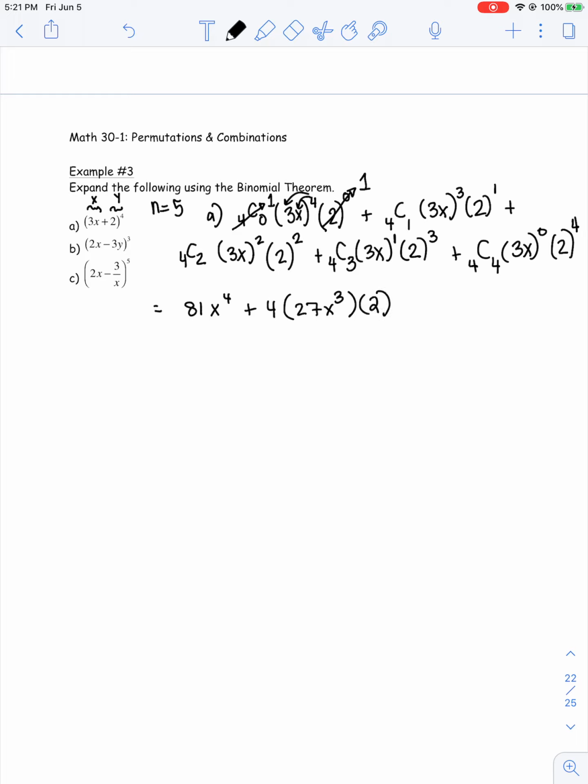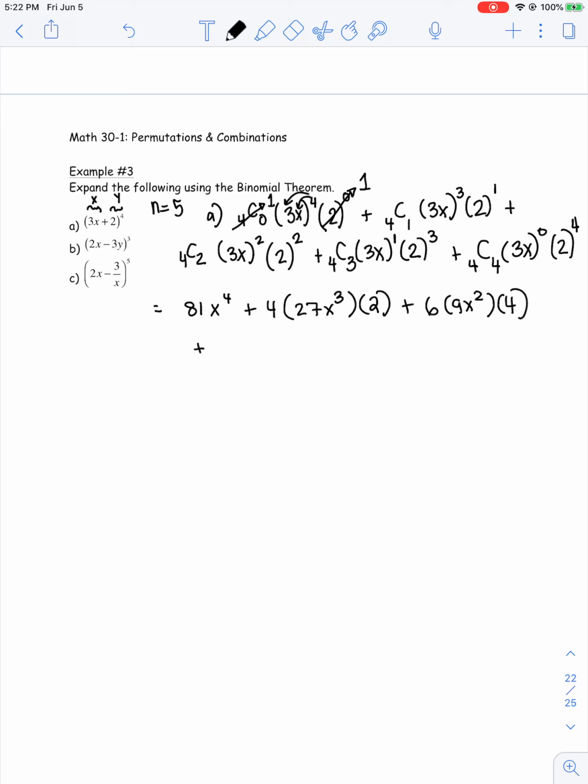And now we have multiplying by 2 because 2 to the power of 1 is 2. Plus, that's our second term so far. So we still need to simplify further, but I'm just going to go to the next terms. 4 choose 2, so you'd put that into your calculator, equals 6. And then we have 3 to the power of 2, which is 9, and x squared. And 2 to the power of 2 is 4.